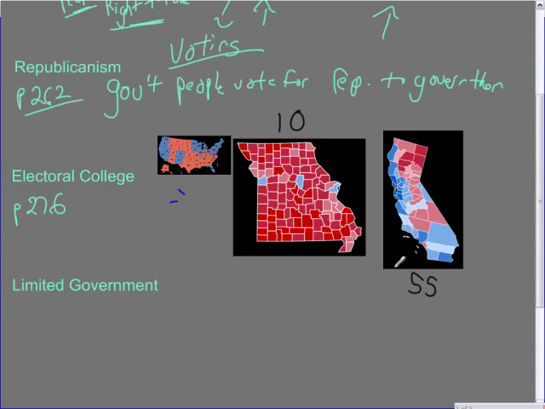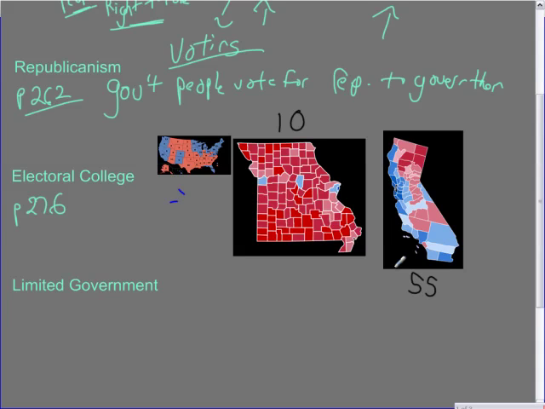And if you look at Missouri, a vast amount of people voted for Mitt Romney. But even if it was 50-50, if it was 49% Barack Obama, 51% Mitt Romney would still get all 10 of those Electoral College votes. It's a winner-take-all system. You don't split up the Electoral College votes. So that's how the president is elected.